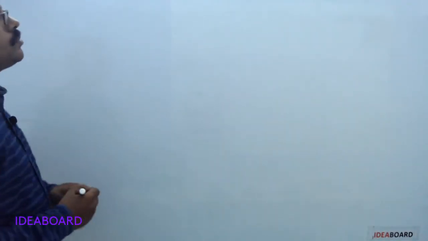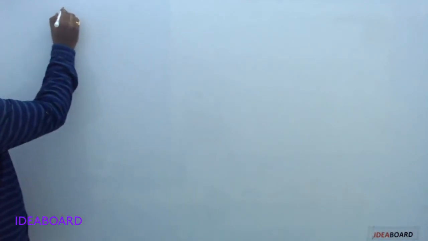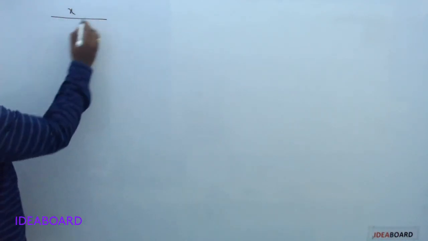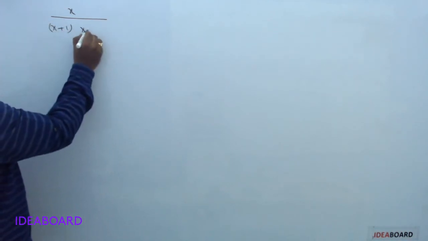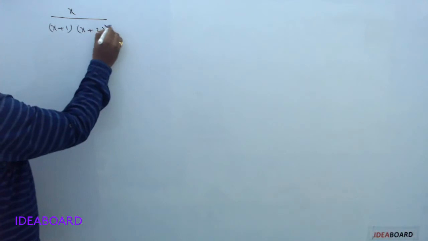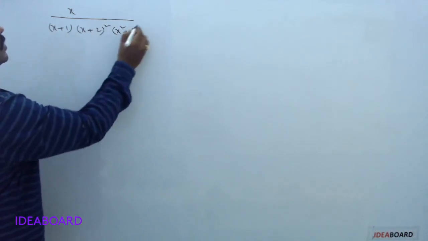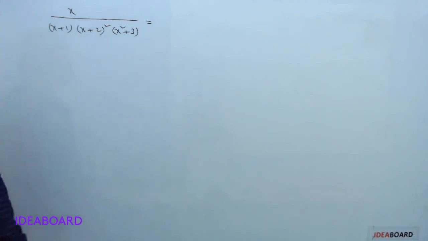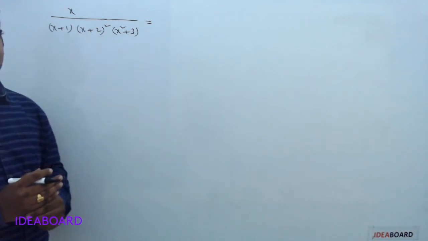Now see one more example related to type 3. Suppose x divided by (x plus 1) into (x plus 2) whole square into (x square plus 3). Now, how to resolve this rational fraction into partial fractions?